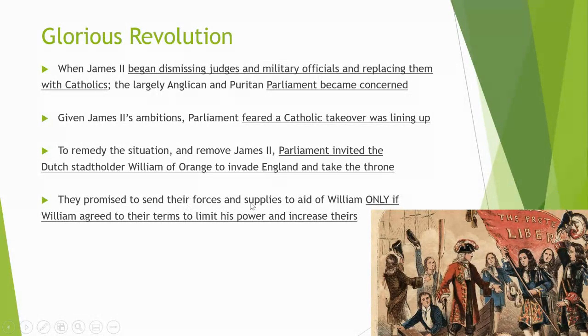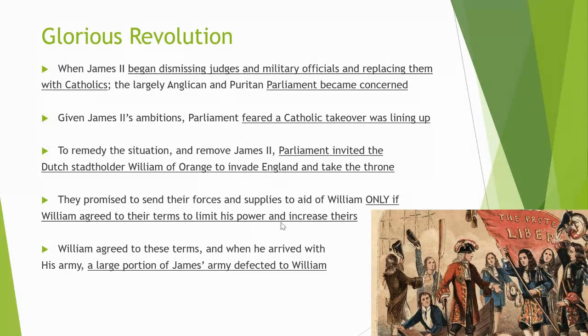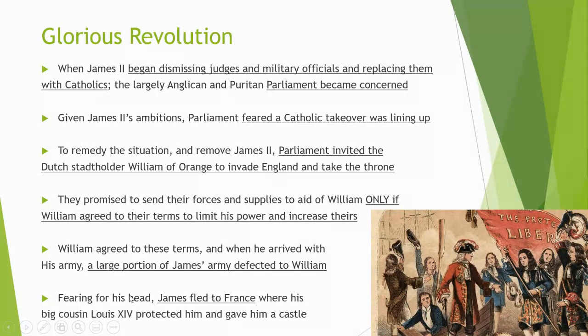They promised to send their forces, their supplies, their troops to aid William to take over, only if William agreed to their rights to limit his power and increase theirs. Of course, William of Orange is going to accept to become the King of England. So William agreed to these terms, and when he arrived with his army, most of James II's army just defected and said, "No, we're not fighting," fearing for his head, as Charles I did years earlier. James fled to France, where his big cousin Louis XIV protected him and gave him a castle, so he went and lived there, lucky him.